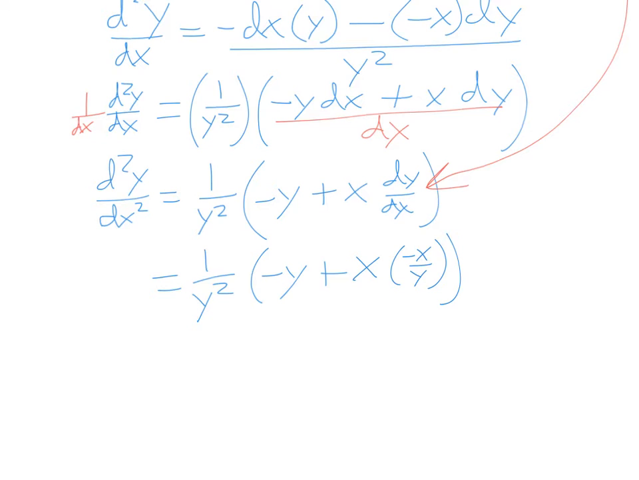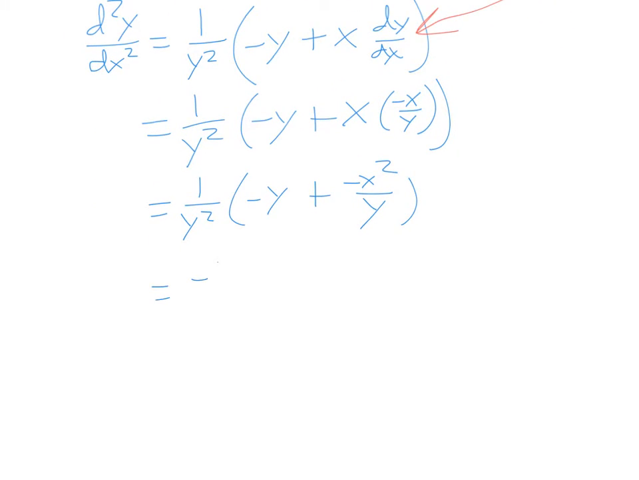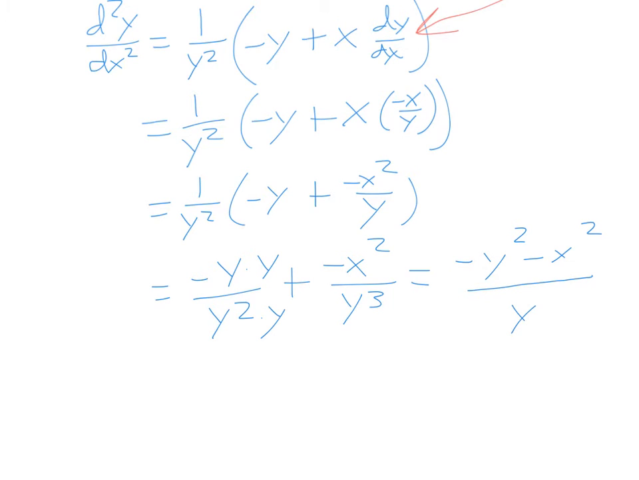All right, it's getting a little interesting. 1 over y squared times negative y plus negative x squared over y. I could distribute in this 1 over y squared. If I multiply that through, I get negative y over y squared plus negative x squared over y cubed. And lastly, I could multiply by y over y to get common denominators, and I'd finally have negative y squared minus x squared all over y cubed. Wow. And that again is the second derivative of y over dx squared.